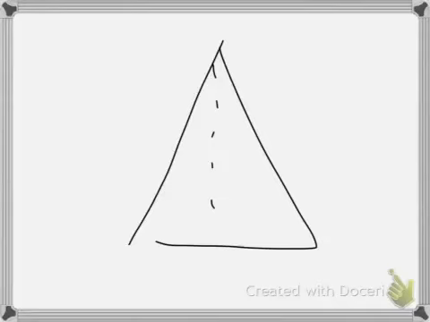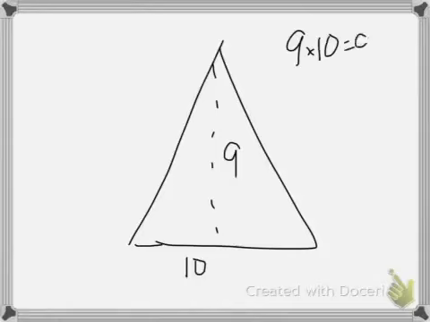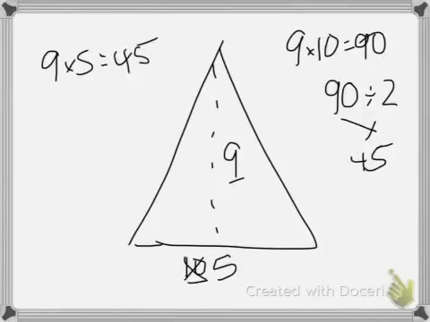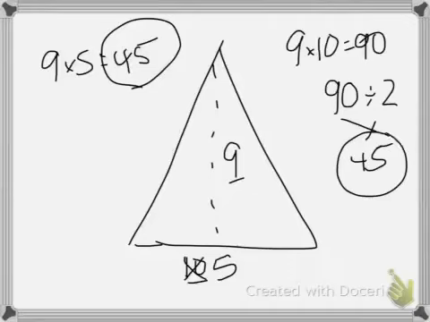So let's do a little example here. If you have 9 and 10, it's base times height divided by 2, or 1/2 base height. One way you could do it is 9 times 10 equals 90, and then 90 divided by 2 is 45. Another way, I think that's easier, if one of these numbers is even, you can just cut it in half, divide it by 2. 10 divided by 2 is 5. Then you just do 9 times 5 equals 45. As long as you multiply base times height and then divide it by 2 at some point, you're going to get the same answer.